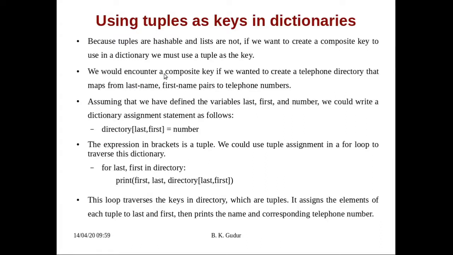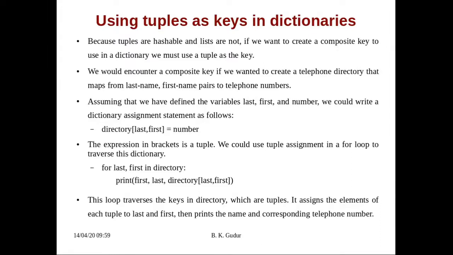And here we would encounter a composite key if we wanted to create a telephone directory. One important example is a telephone directory that maps from a last name, first name pair to a telephone number. If I want to search a directory, we don't search just by a first name. We'll search using a first and last name. Say for example, if the first name is Bhimesh and the second name is Gudur, then the telephone number, we'll search using first and last name, where both first and last name appear, that number will be fetched.